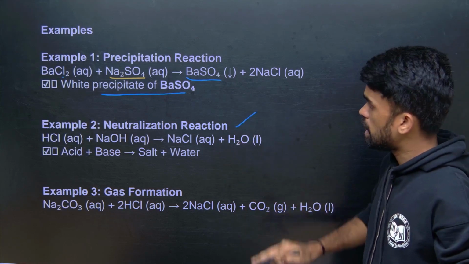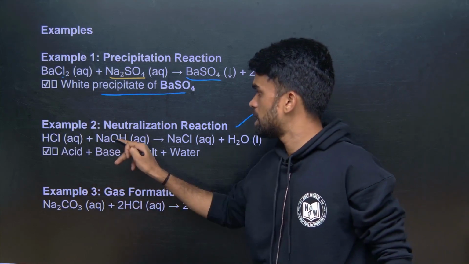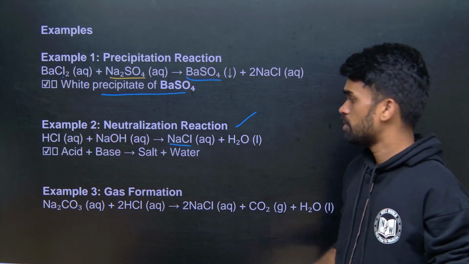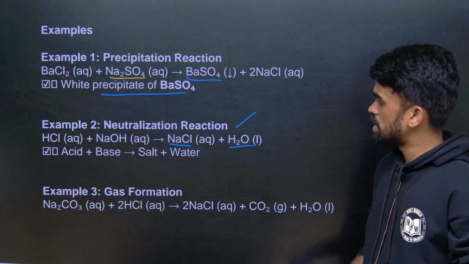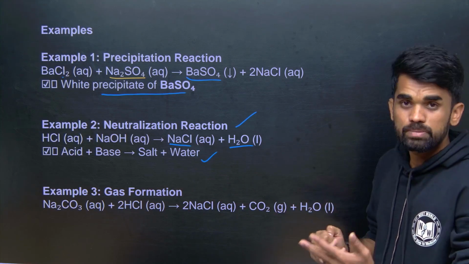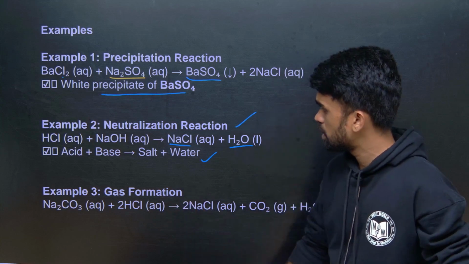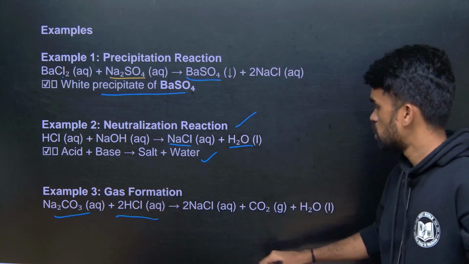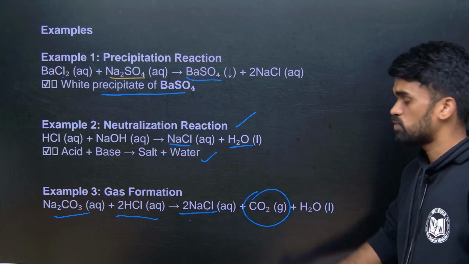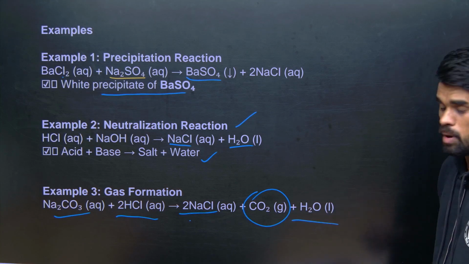Again in neutralization reactions also, HCl and NaOH, so H and Na are displaced, we are getting NaCl and H2O formed, a salt plus water. Neutralization reaction is also considered to be double displacement. And the gas formation, see Na2CO3 and HCl. So what is the gas evolved here? CO2 gas is evolved, a salt is formed and a water molecule is also formed.